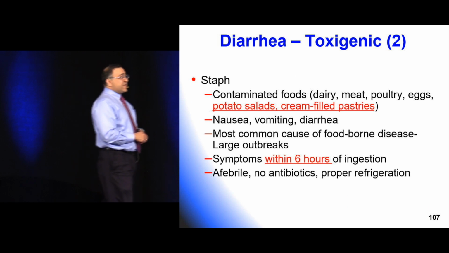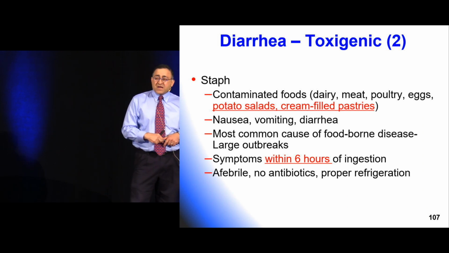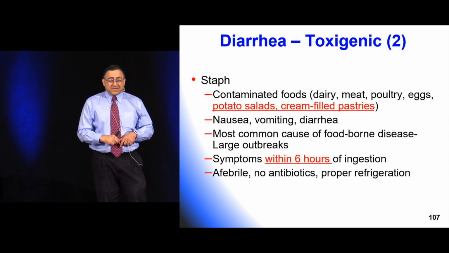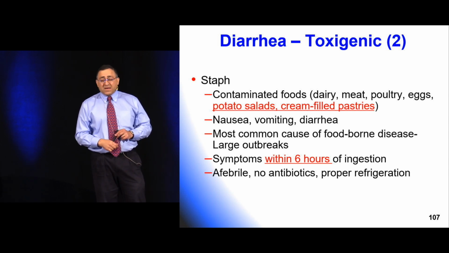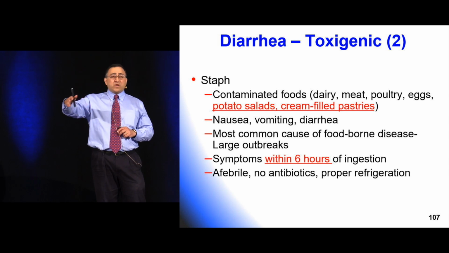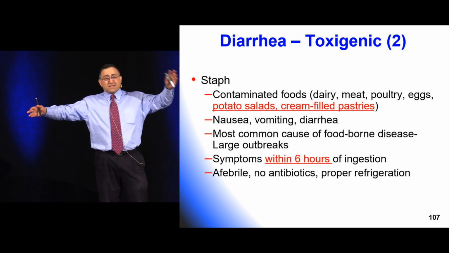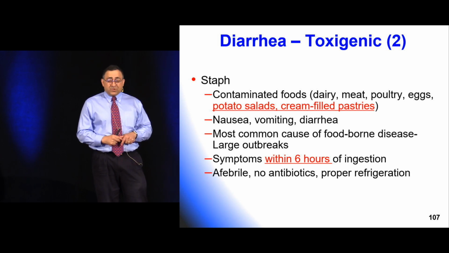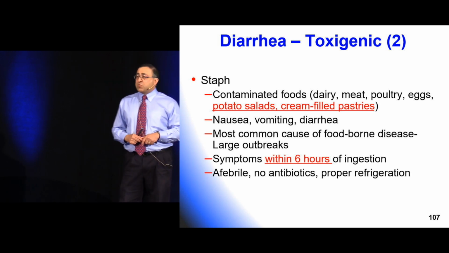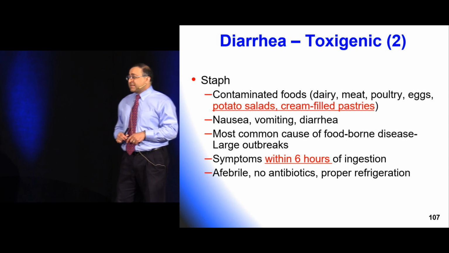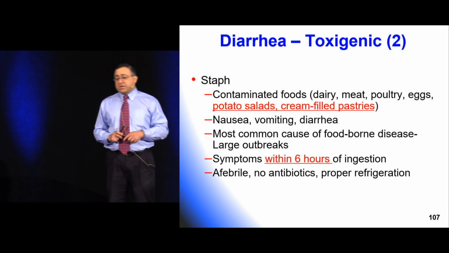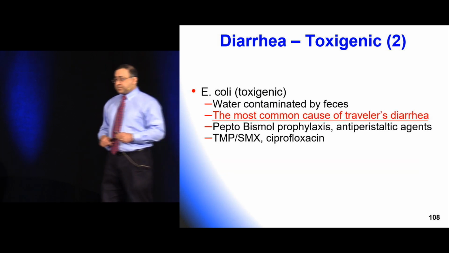Staph aureus. Staph is the classic type of toxogenic diarrhea, and this is often associated with protein-rich foods, potato salads, cream-filled pastries, food that's at a banquet or maybe a summer picnic that's left out poorly or unrefrigerated for too long. Symptoms can develop within 3, 4, 6 hours or so, and fortunately it's self-limited and ends up going away. It's associated with improper refrigeration.